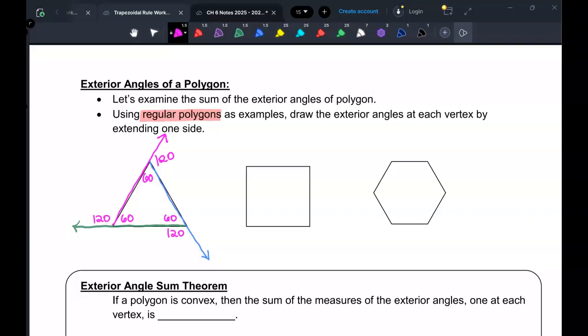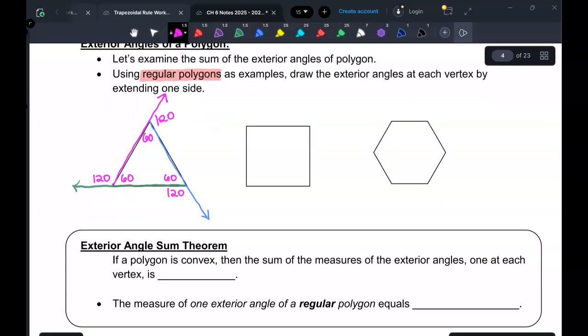Where I highlighted, I said using regular polygons as examples, we're going to draw the exterior angles at each vertex by extending one side. What do we notice about the sum of the exterior angles? They all equal 360. So 3 times 120, I end up with 360.